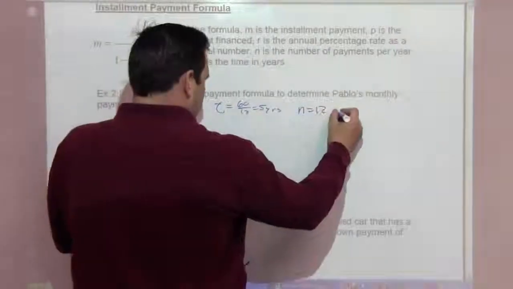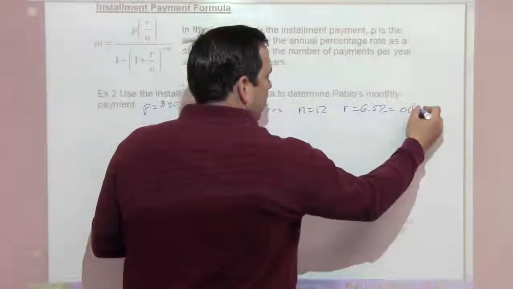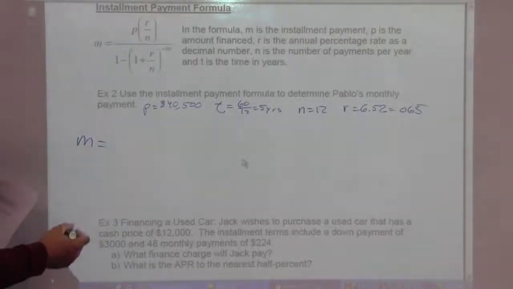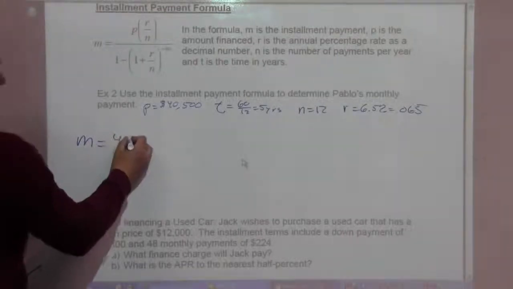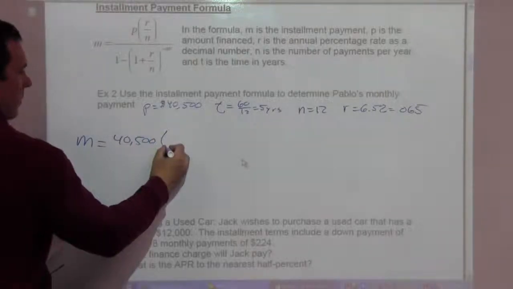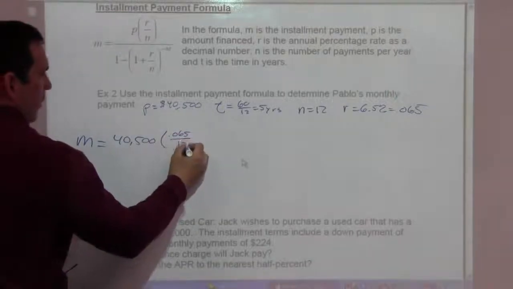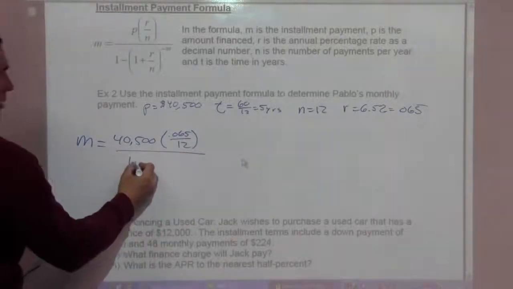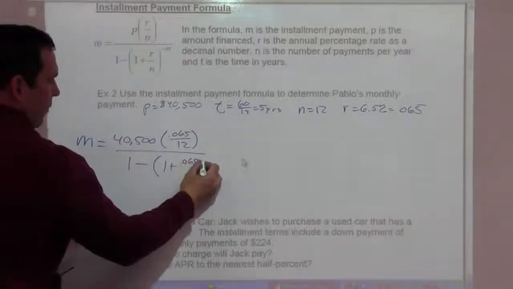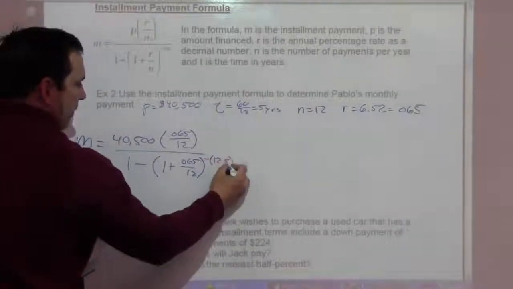N is 12 times a year. R is 6.5%, which is 0.065. So our monthly payment's going to be $40,500 times 0.065 over 12 times a year, divided by 1 minus 1 plus 0.065 over 12 to the negative of 12 times 5.